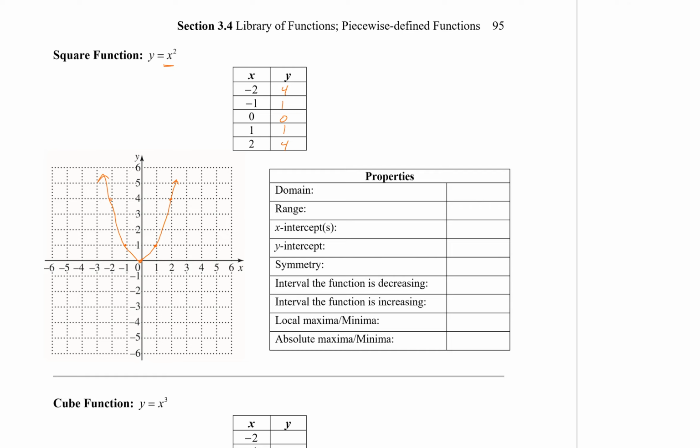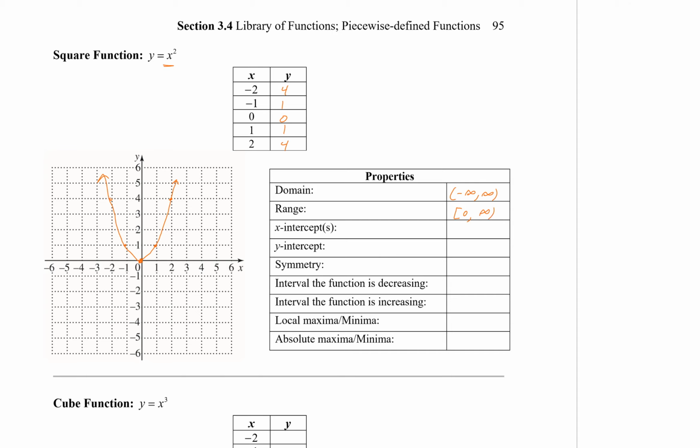The domain is always all real numbers for any polynomial. So it's all real numbers. The range, if you notice, it's not all real numbers. It starts at 0 and then goes up, right? So we say it starts at 0, including 0, right? It's actually equal to 0 at the vertex. And it goes up forever.